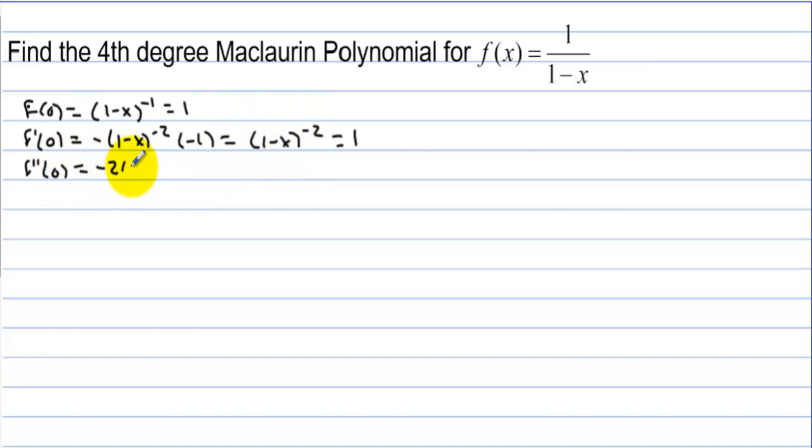The second derivative is equal to, let's take this one right here. We have negative 2 times 1 minus x to the negative 3, but then times negative 1. That's the chain rule. We get 2 times 1 minus x to the negative 3, and when we plug 0 in, we get 2.